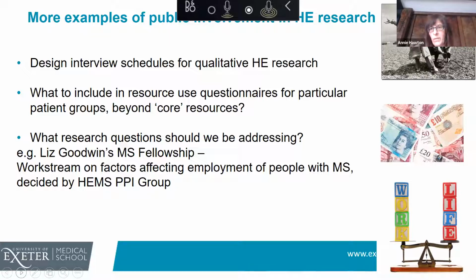So, for example, my colleague Liz Goodwin held a fellowship from the MS Society, and one of her work streams was about factors affecting the employment of people with MS, and that work stream was entirely decided upon by a group of people with multiple sclerosis.